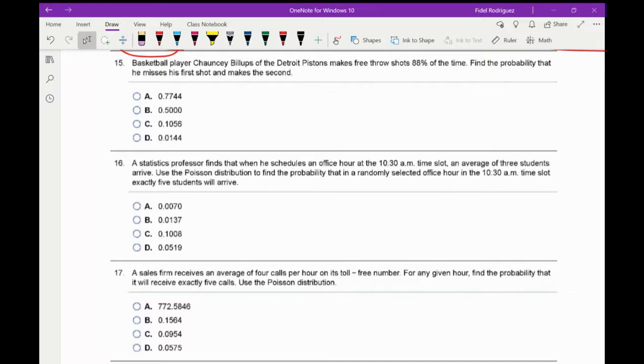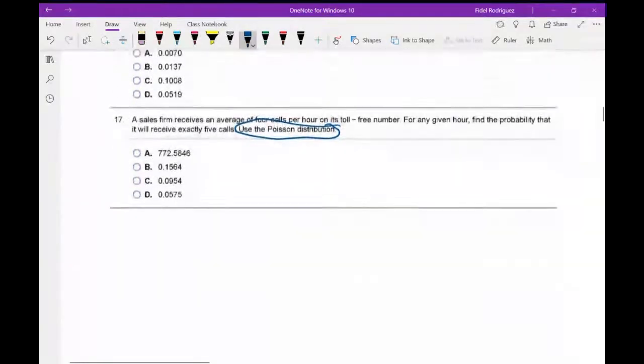And so one thing I do want to mention, guys, look at 15 and look at number 17. What I like at least about these problems is it's telling me what to use, right? Here we go. We use the Poisson distribution. So at least I know, when I get to a problem like that, if it tells me to use the Poisson distribution, then that's exactly what I'm going to do, right? Does that make sense? All right. So guys, let me keep scrolling then.